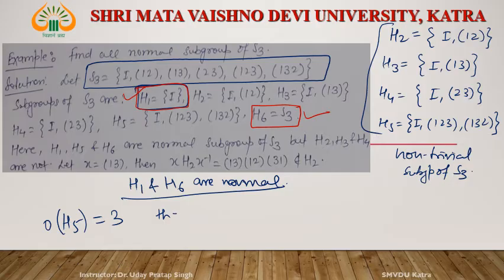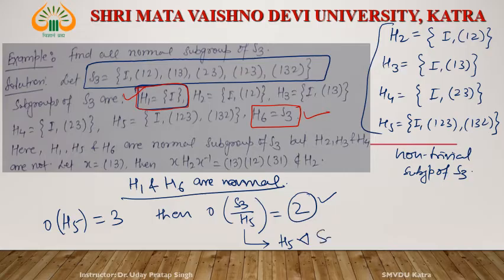Then, what is the order of S3 over H5? That is 2. Why? The order of S3 is 6 and the order of H5 is 3. 6 divided by 3 is 2. So the index is 2. And the result says that if the index is 2, then H5 is a normal subgroup of S3.